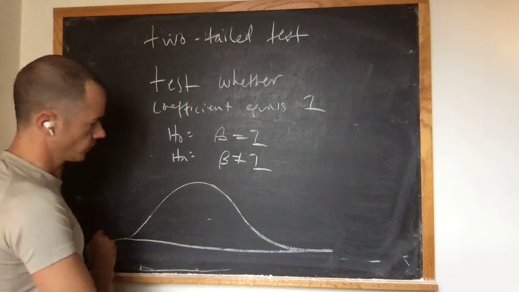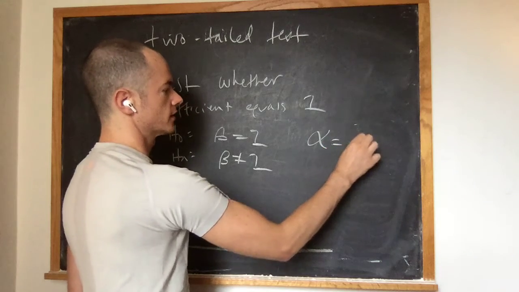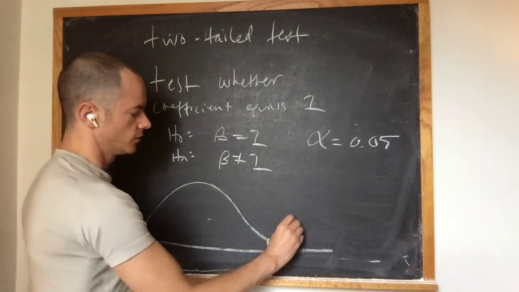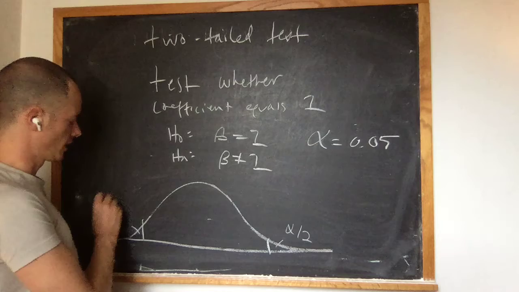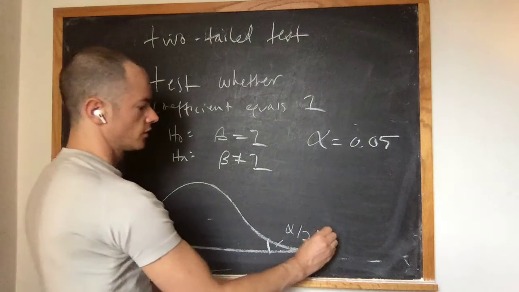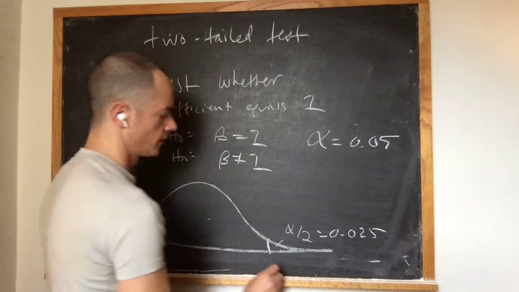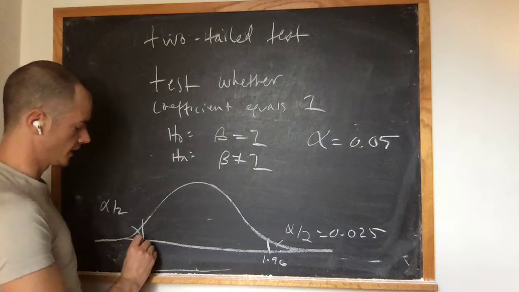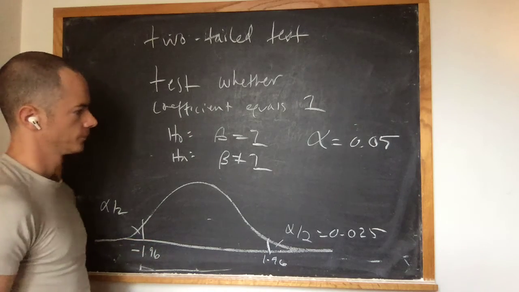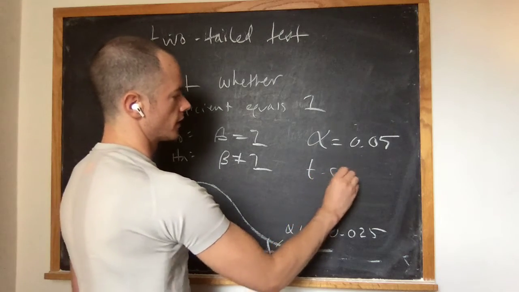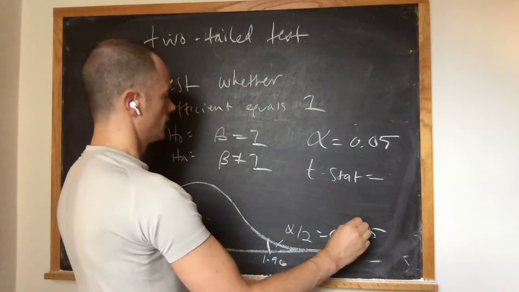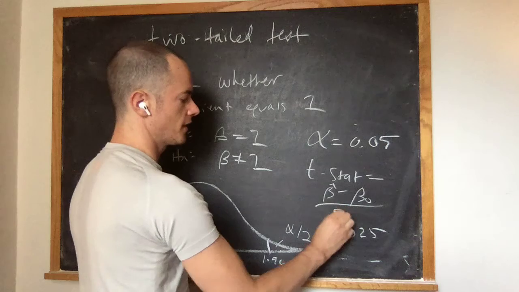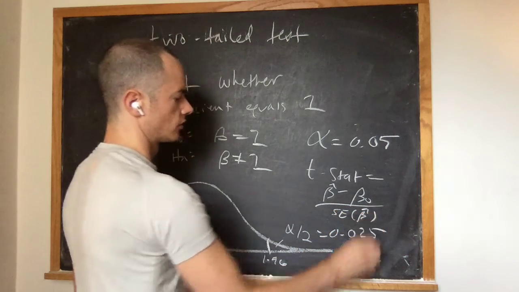Here we'll still have a 5% level of significance, but the rejection regions are split up into two tails. The rejection region is alpha over 2 on the left and right hand side. So this is 0.025, and the critical value is plus or minus 1.96. The t-stat is the same. The test statistic is the estimated value of beta minus the null hypothesized value of beta over the standard error.